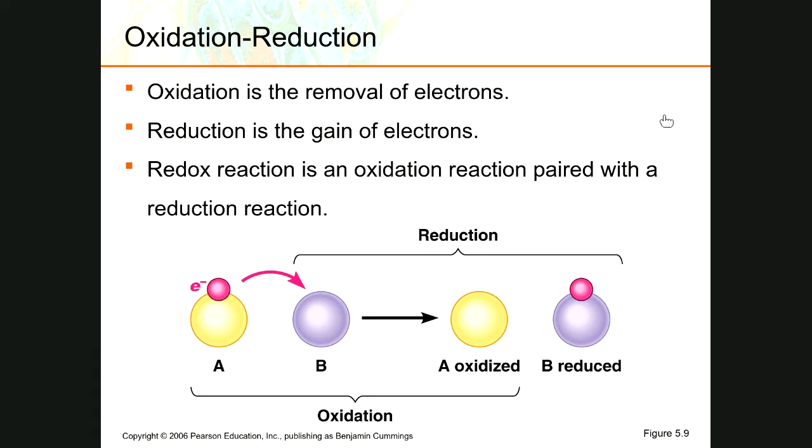Now, you may have learned some ways to remember this. Does anybody have any tricks to remember which one is oxidation and reduction?